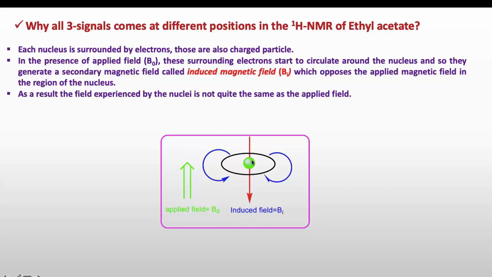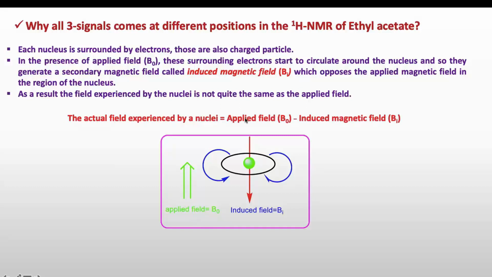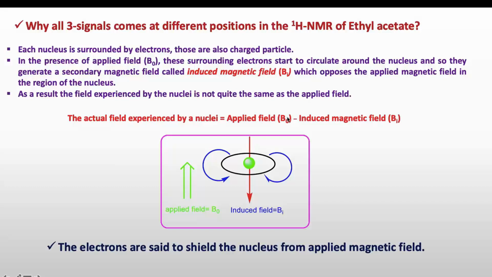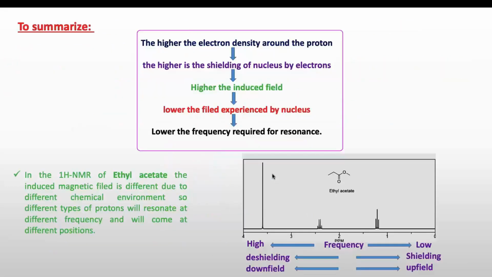So whatever field our nucleus experiences will be different from what we have applied here. We can say the actual field experienced by the nuclei is the applied field minus the induced field. The electrons are said to shield the nucleus from the applied magnetic field. This condition is known as shielding of the nucleus by the electrons. Now we have to put this information in a flow chart. The higher the electron density around the proton, the higher the shielding of the nucleus by electrons. Higher shielding means higher induced field and lower field experienced by the nucleus, because the induced field opposes the applied field, so lower frequency is required for resonance.